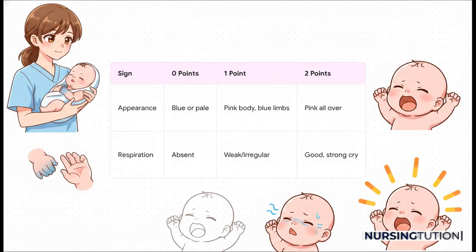Now pay super close attention to appearance, because this is where a lot of students get tripped up. A totally pale or blue baby gets a 0. But notice that a score of 1 means the body is nice and pink, but those little hands and feet are blue. We call that acrocyanosis. To get a 2, the baby has to be completely pink head to toe.